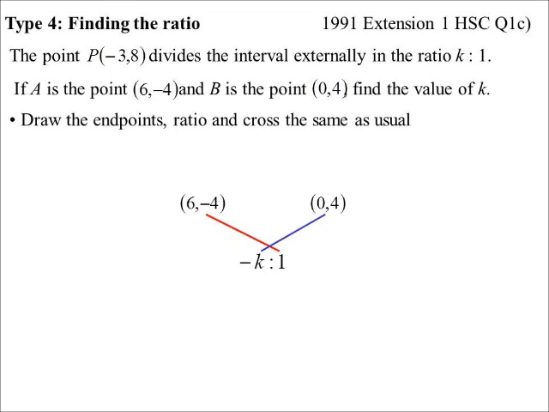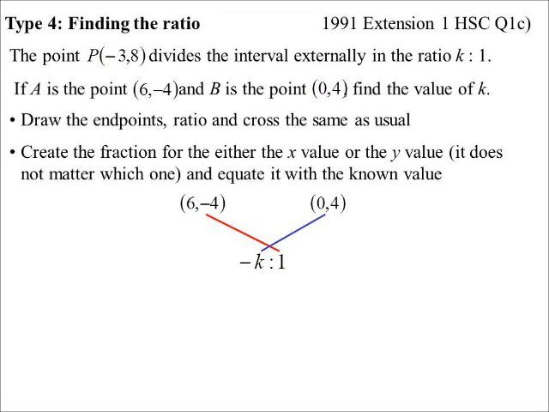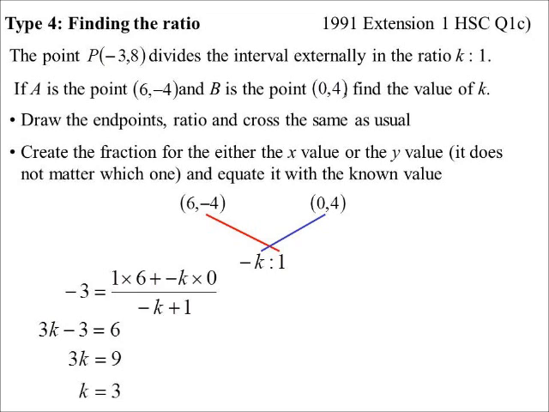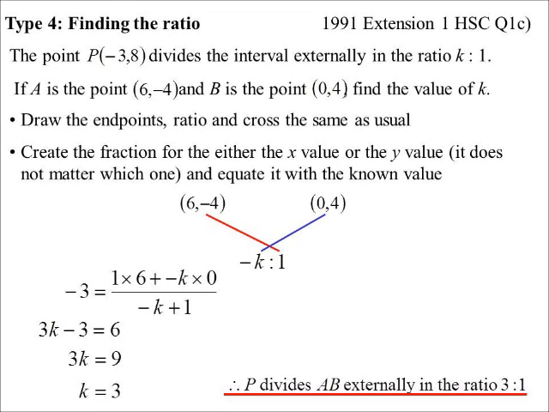And we know the answer. Okay, I really only need to do one of them. I don't have to do both the x and the y. Should work for either one. So I think I did the x, did I? Yeah, I set it up for the x. I know the answer is negative 3, so the bottom of the fraction is minus k plus 1. Then multiply along the crosses, 6 times 1, 0 times negative k. And we end up with 3k minus 3 is 6, k is 3. So I now know it's the ratio 3 to 1, externally in the ratio 3 to 1.